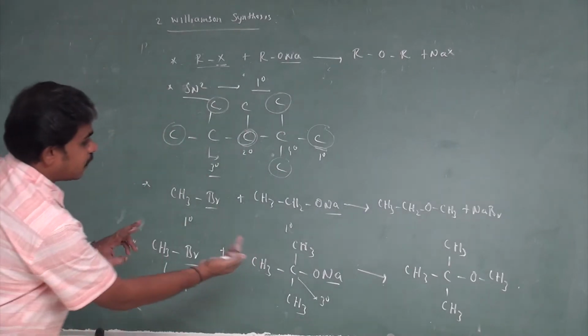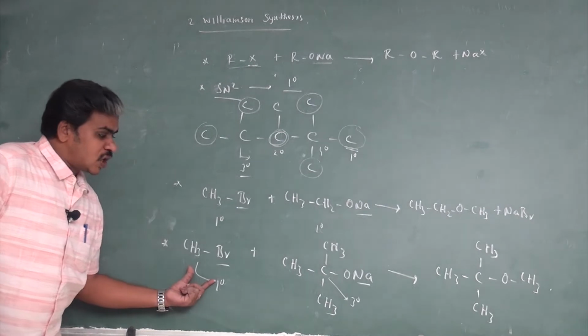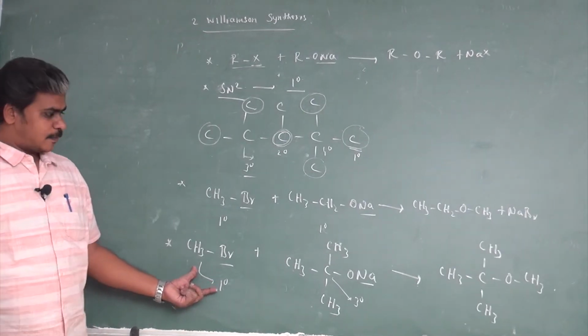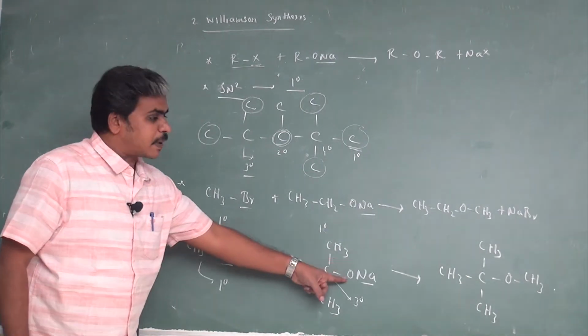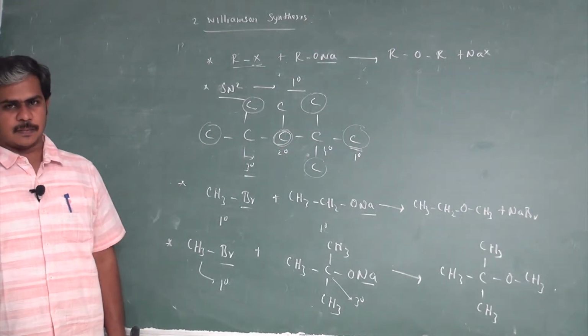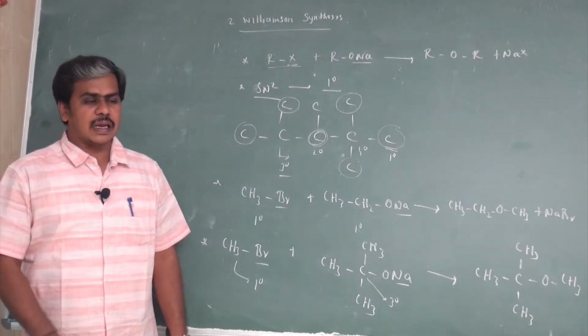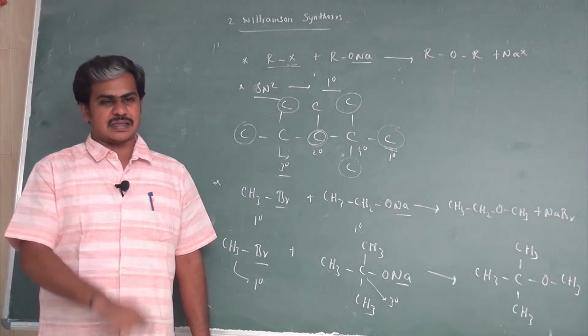Then the reverse. What is the reverse? Tertiary alkyl halide is reacted with primary alkoxide. We are not getting an ether. Instead of ether, we are getting an alkene as a product.